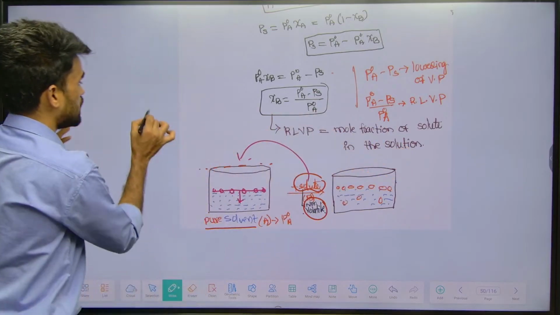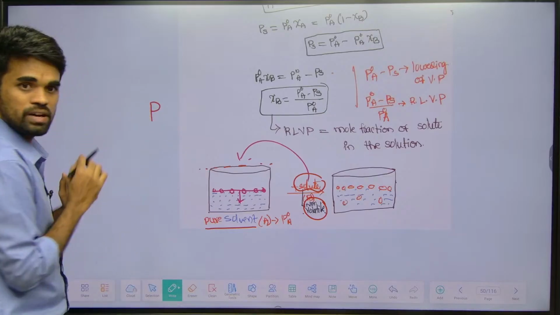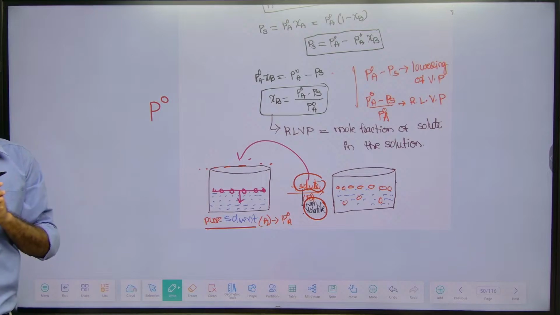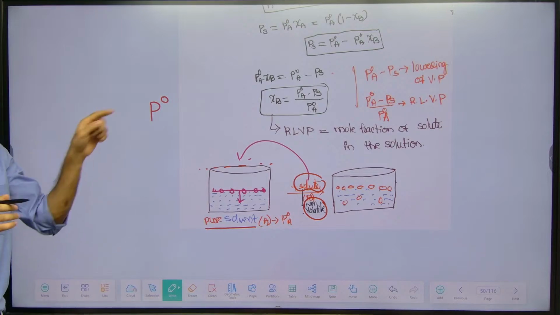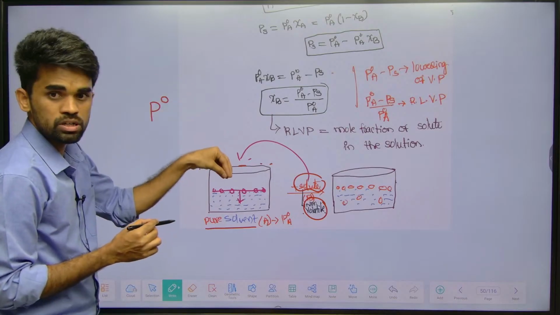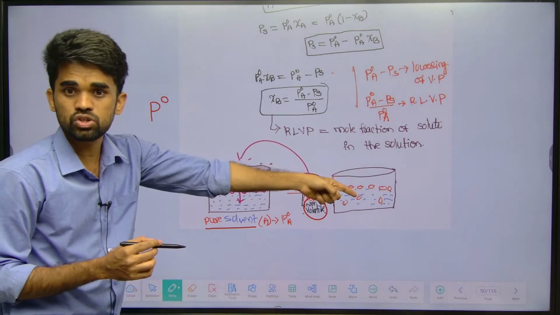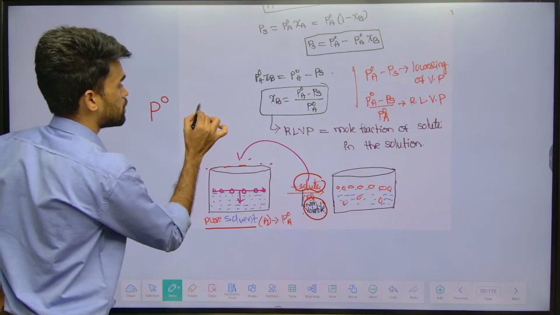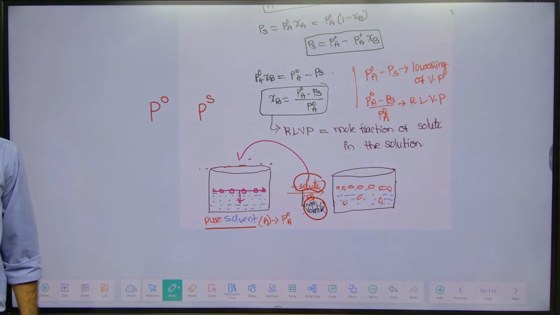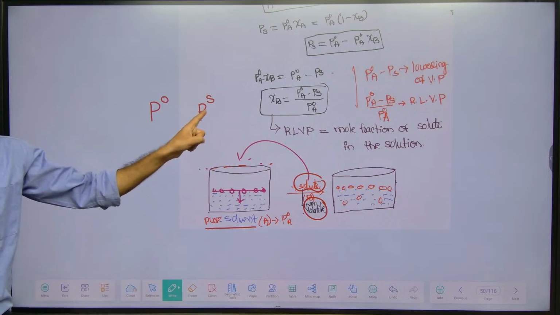So initially I have only solvent. So solvent vapor pressure I am saying as P0. What is this P0 indicating? Vapor pressure of pure solvent. Now after adding solute, what happens? It forms a solution. So the solution's vapor pressure I am representing as PS. What does this PS indicate? Vapor pressure of solution.